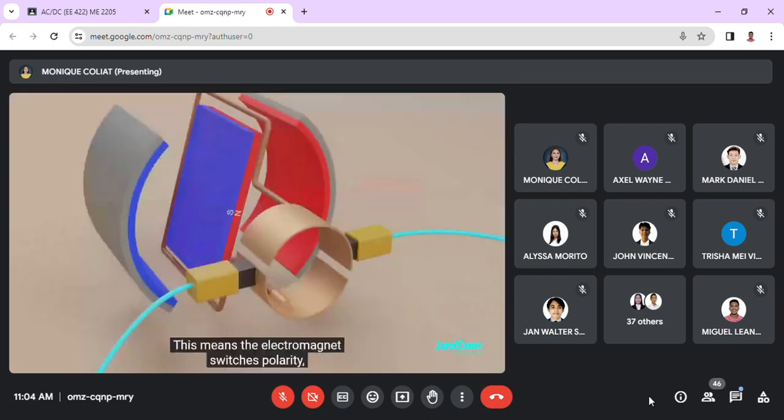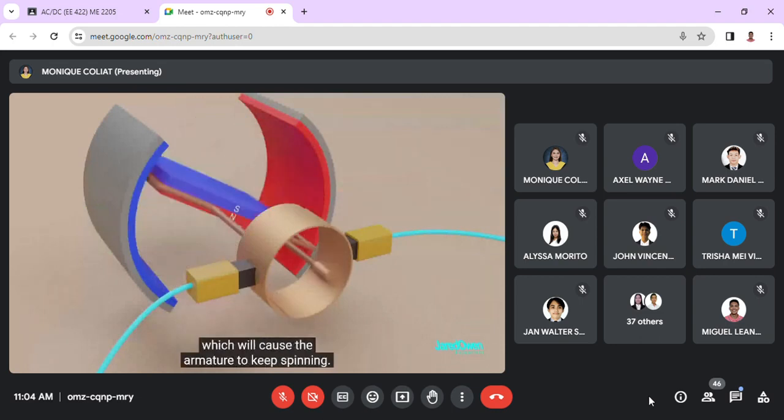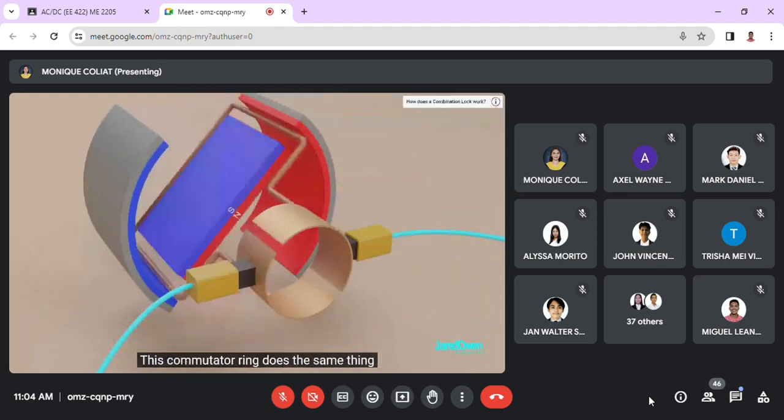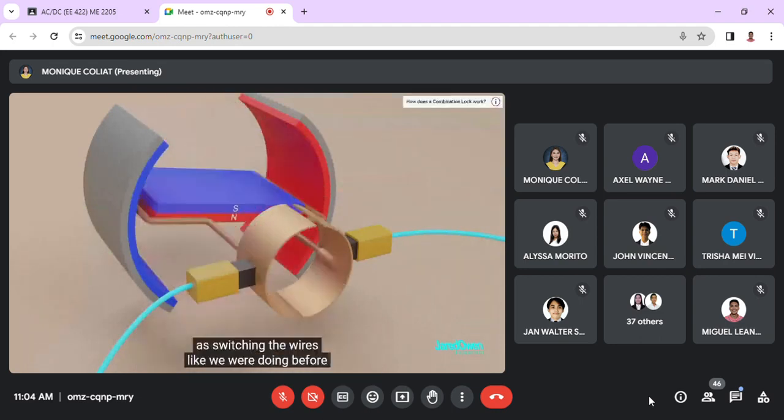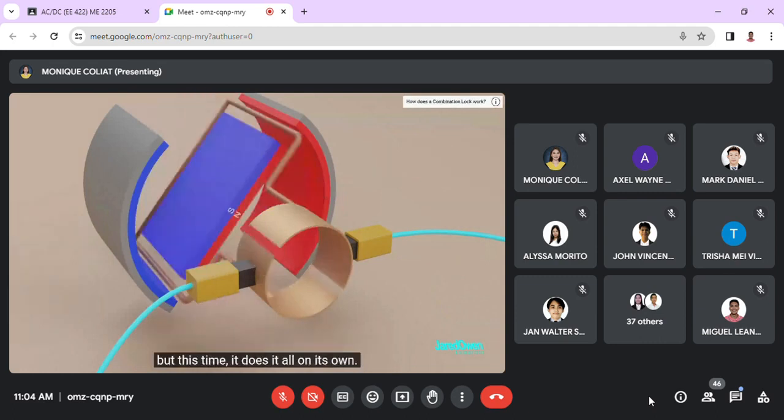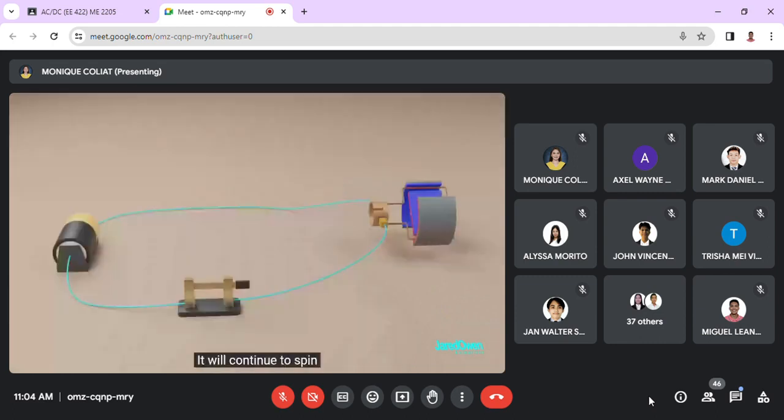The commutator ring does the same thing as switching the wires like we were doing before, but this time it does it all on its own. It will continue to spin as long as we're connected to a battery. Disconnect the battery, no more electromagnet, and the spinning stops.